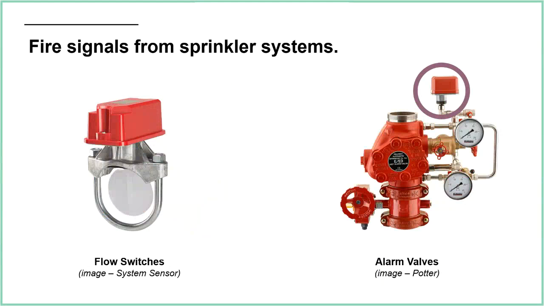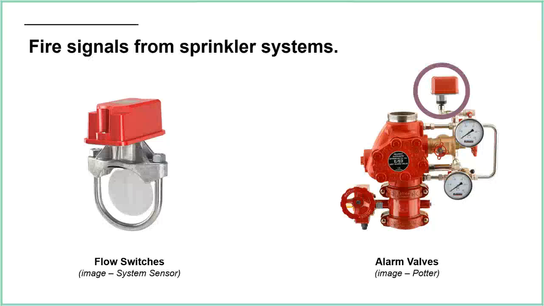Okay, let's do fire signals now. So fire signals could be coming from our flow switches. Remember, on life safety systems, we're going to have a zone system, and each zone is going to have a flow switch. And these flow switches are detecting water flow in a little bit more localized areas around our sprinkler system. So yeah, if our flow switch activates, then we treat that as a fire signal.